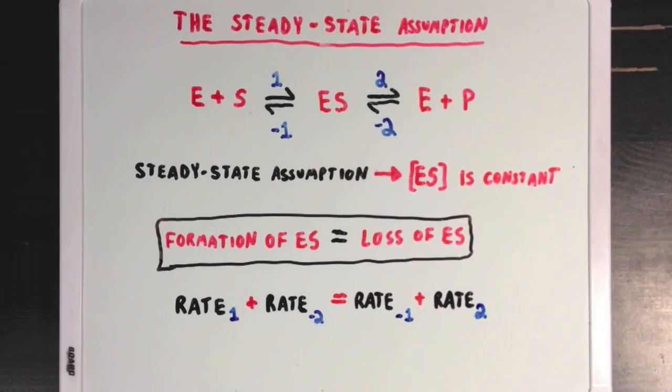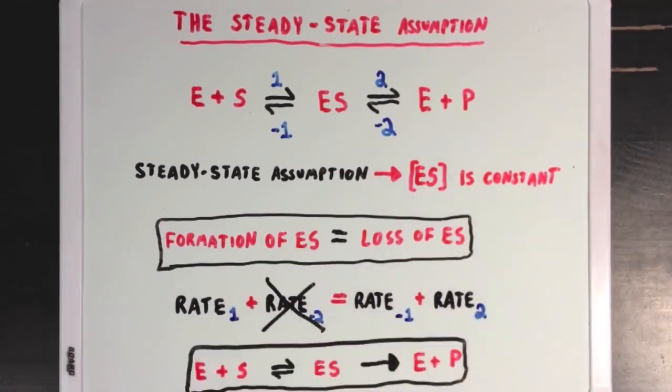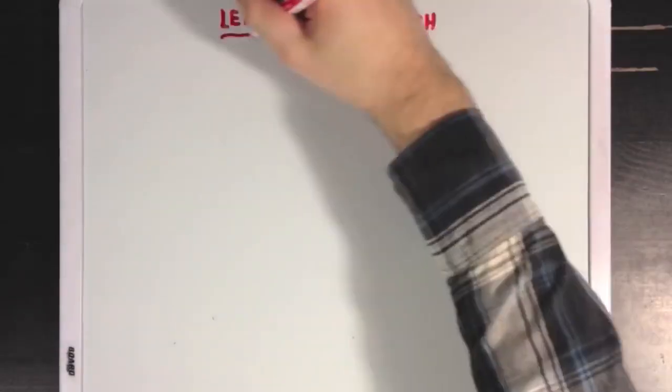Now also remember that products very rarely go back to reactants, since these reactions are usually thermodynamically stable. So rate -2 is going to be so small in comparison to rate 1 that we can really just cross it out, which means that we can swap out that second double-headed arrow for a single-headed arrow. So using this information, let's do some math.